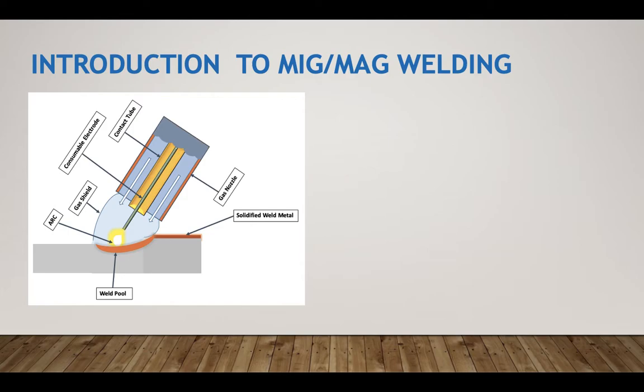So here you can see the diagram. There is a torch nozzle and there is a contact tube. Shielding gas flow is there inside this nozzle. There is a consumable electrode. This is the protective shielding gas which is used in MIG MAG welding. This is the solidified weld metal. This is the molten weld pool. This is our arc.